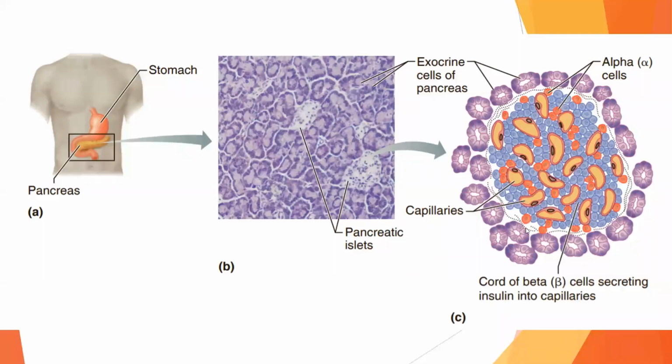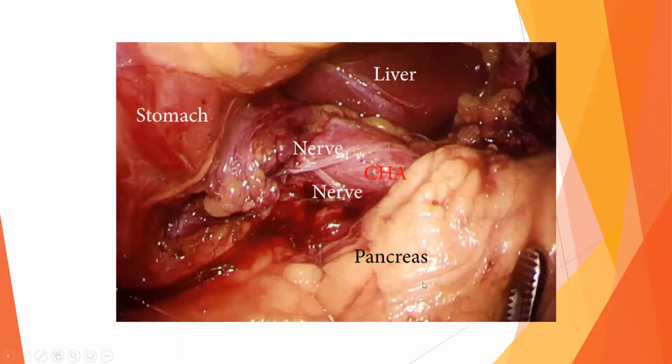Here is a quick photo of what your pancreas might look like inside of your abdominal cavity. This area here would be your pancreas. It's sitting just beside your stomach, and of course, the liver is around there somewhere.